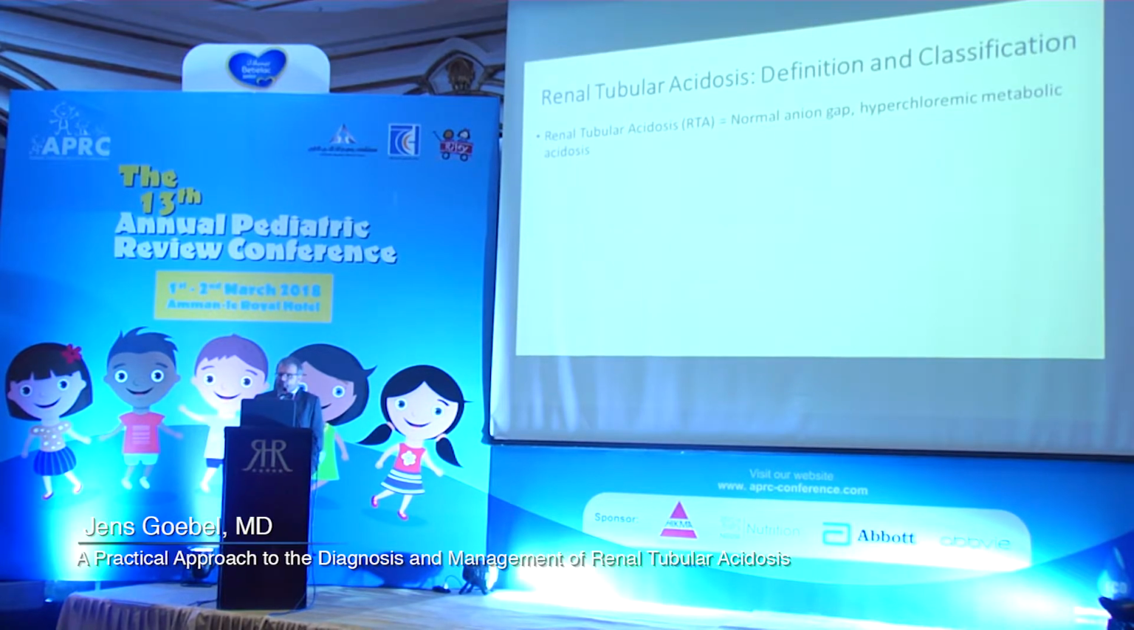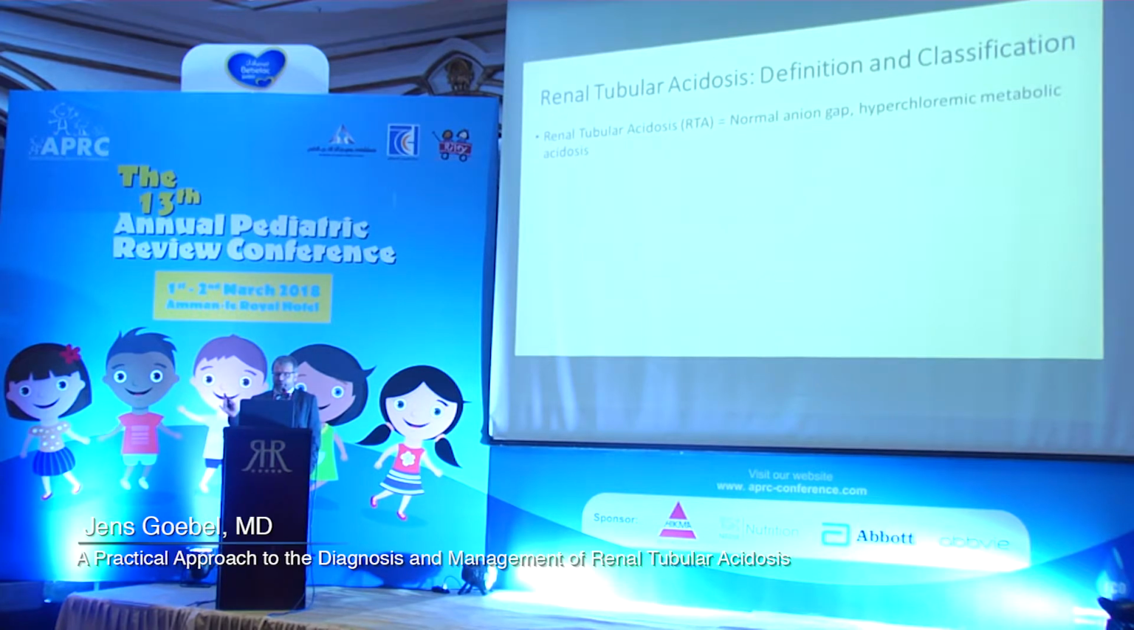Renal tubular acidosis, as you know, belongs to the family of metabolic acidoses that come with a normal anion gap and that tend to come with some hyperchloremia. Now, there are other metabolic acidoses that are normal anion gap and hyperchloremic, and those are listed here, or at least non-anion gap that don't have to be hyperchloremic.